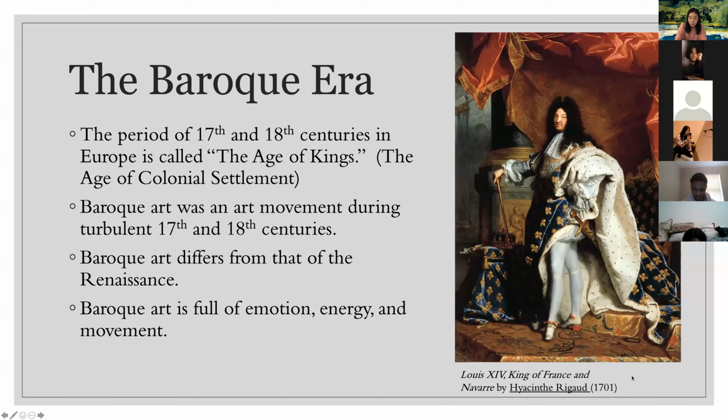The period of the 17th and 18th centuries in Europe is called the Age of Kings. Some of the most powerful rulers in history occupied the thrones of various countries during this time. This time period could equally be called the Age of Colonial Settlement. The Spanish, the Portuguese, the Dutch, the English, and the French had established paramount settlements in North and South America.